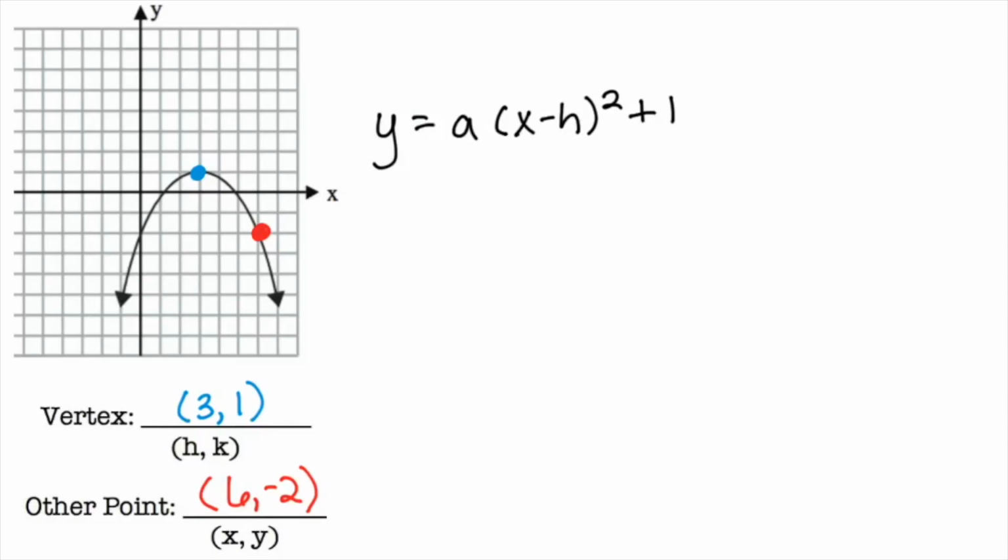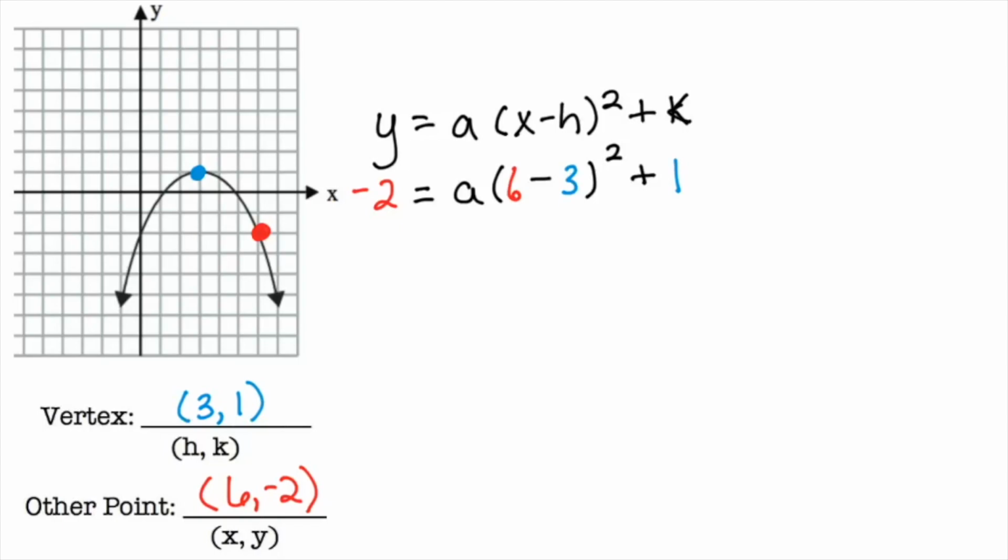So remember the vertex form is y equals a times parentheses x minus h quantity squared plus k. So we have our 3 and our 1 that we can plug into h and k, and our 6 and negative 2 that we can plug into the x and y. So I just took those values that we found in the beginning and plugged them in where they go. So negative 2 is your y, 6 is your x, 3 is your h, and 1 is the k.